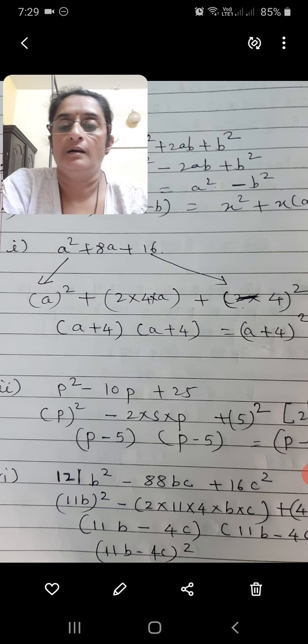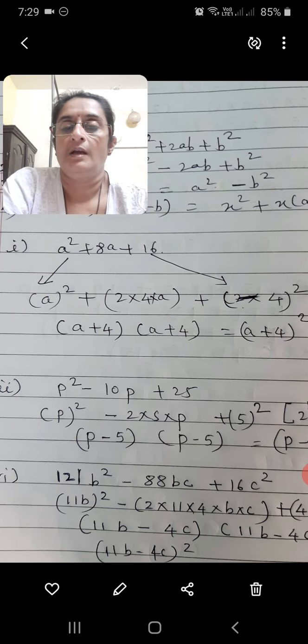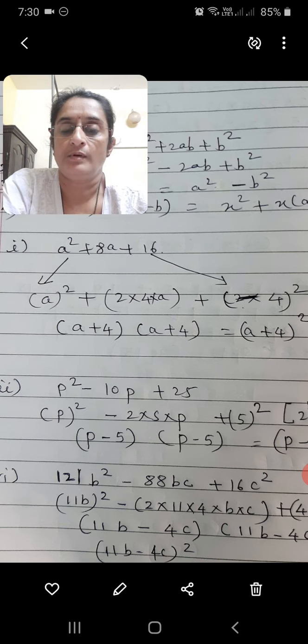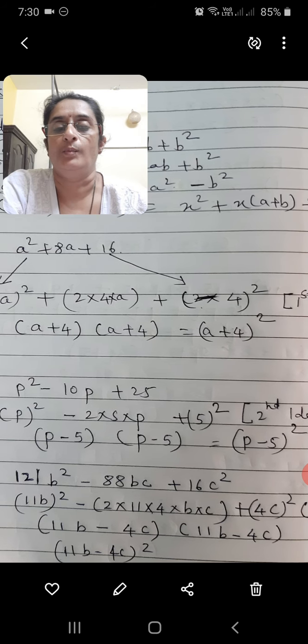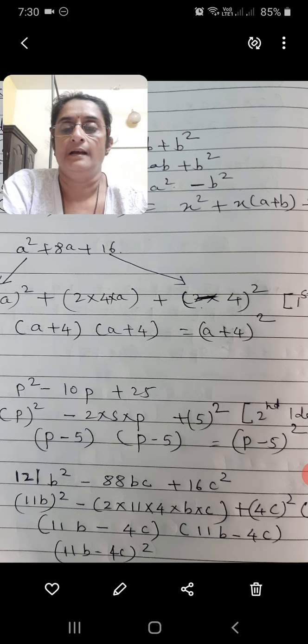So observe the second identity. In that, when the second term is negative, it will be the a minus b identity. So a is p here and b is 5 here. So put p minus 5 into p minus 5, that gives you p minus 5 the whole bracket square. Here we have used the second identity. Let us go to one more example of that.